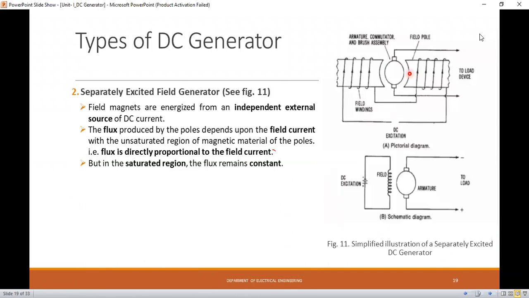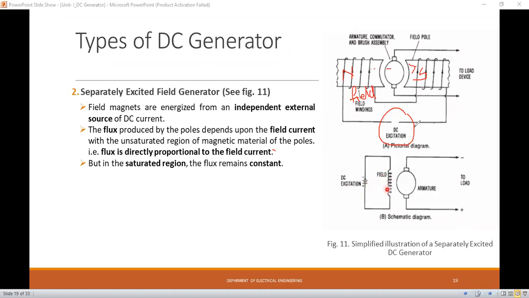See, separately excited is nothing but, consider this is the armature of the machine, and suppose these are the two poles, N pole and S pole. Around these two poles there is a winding wound, that is the field winding. And for excitation of this field winding, that means to create the flux from N pole to S pole, some DC excitation is required.